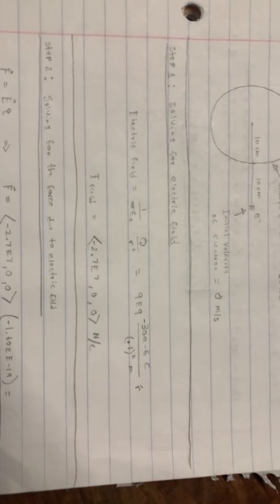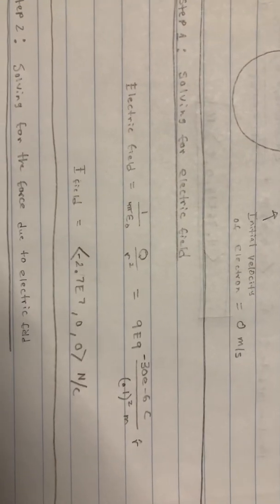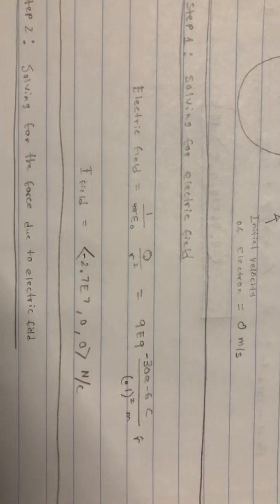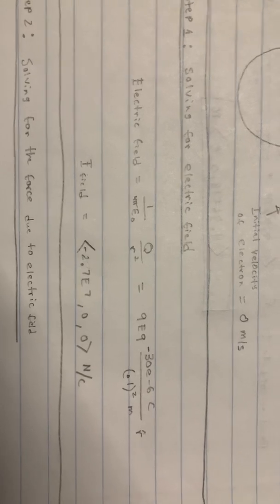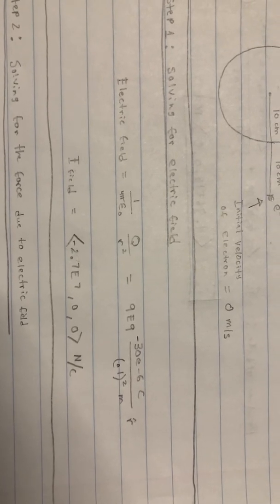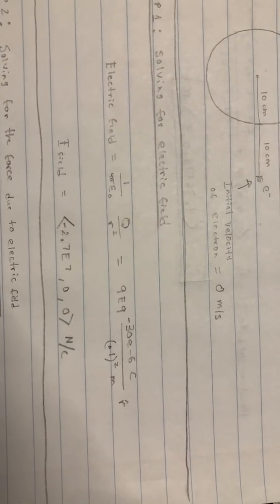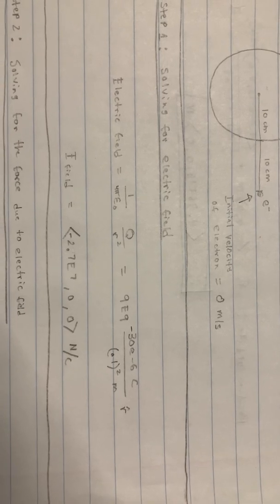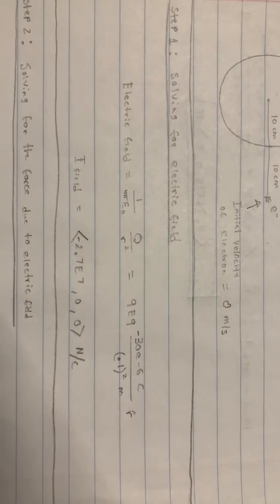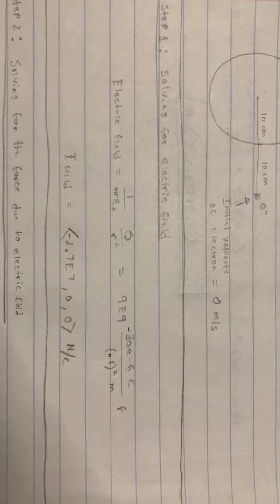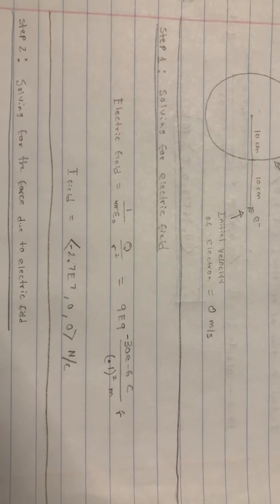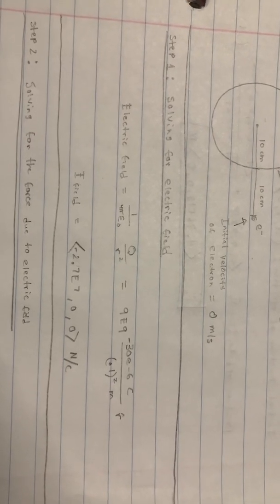So the first thing that we're going to have to do for this problem is solve for the electric field due to the sphere. And to do this, we're going to use the electric field equation for a hollow sphere, which is 1 over 4 pi epsilon naught times the charge over the distance squared. So once we plug in our numbers, we get 1 over 4 pi epsilon naught times negative 30 e to the negative 6, since we're changing to coulombs there, divided by the distance away that the electron is, which is 0.1, and that squared times r hat.